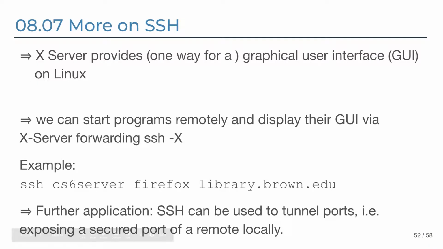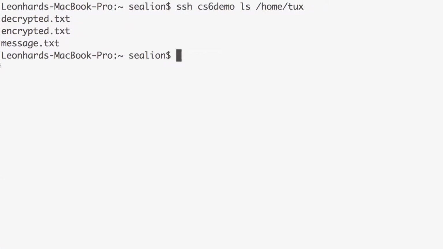Another cool application is, so Linux has one possibility to have a graphical user interface. And you can forward this graphical user interface over SSH by just using X server forwarding, which is the option -X. And so why is this cool? Well, let's check it out.